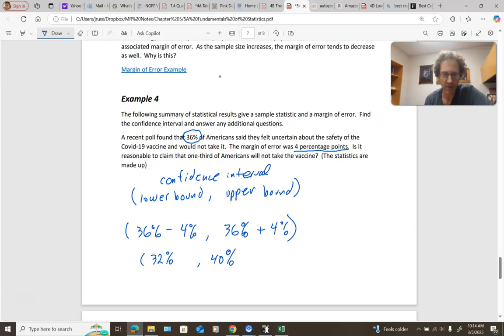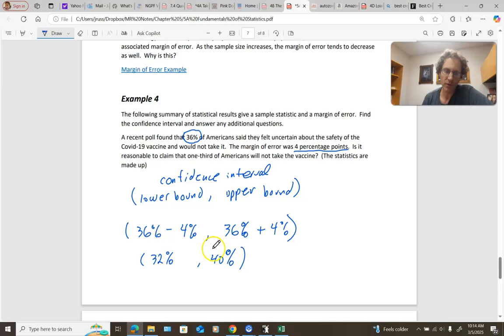Okay? And so what this means is that by taking into account this margin of error, it's given us this interval, we can be very confident that the actual percentage of Americans that feel unsafe about taking the vaccine is somewhere within this interval. Okay. Now we can't be 100% sure, but we can be close to 100% sure. That's what a confidence interval is in statistics.